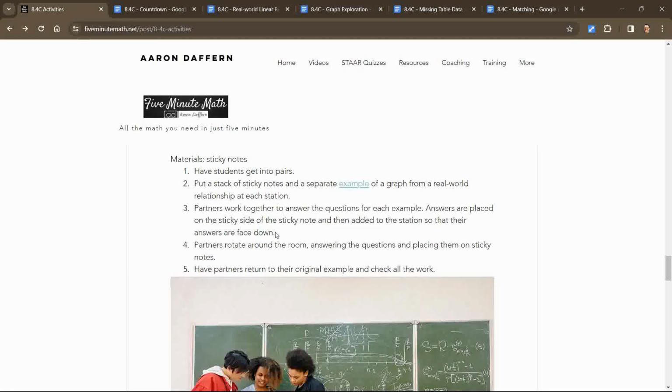Students are going to work together to answer the questions for each example. Now, this is where the sticky notes come in. Answers to the questions, either one or two, depending on whether the graph is proportional or not. Answers are placed on the sticky side of the sticky note and then added to the station so that their answers are face down.